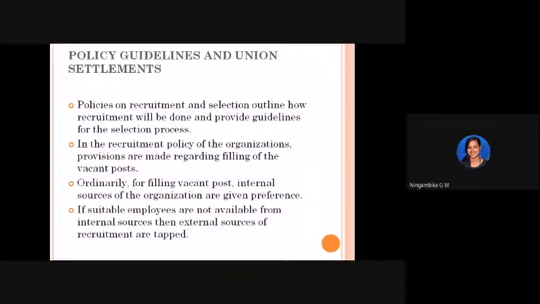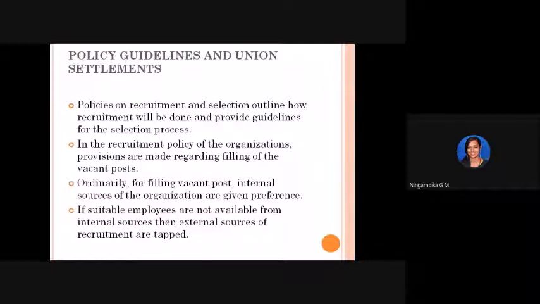Coming to policy guidelines and union settlements. Obviously in any organization we have some set of policies laid down by the department or the organization. It is mandatory that they follow them in the organization in any prospect. It might be recruitment, it might be training, or it might be terminating. So there are policies formed in terms of employees as well as unions, what they feel and what they do. Policies on recruitment and selection outline how recruitment will be done and provide guidelines for the selection process, how things work out and how the guidelines apply. All the details can be maintained in the policies.